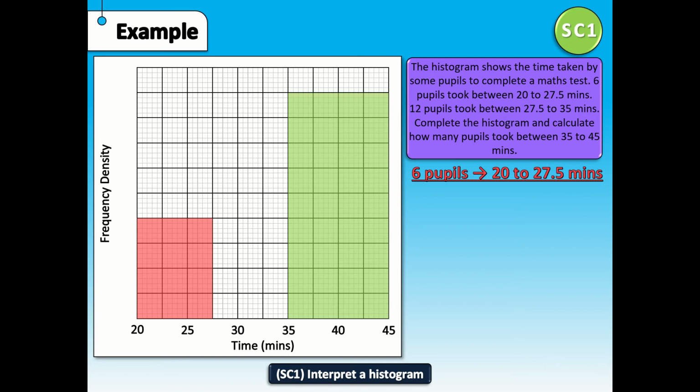Well, the first thing we need to do is work out the frequency density. Now we know that 6 pupils took between 20 to 27.5 minutes. So the red section represents 6 pupils. So we need to work out the height of the red section. So if we divide that by the width, which is 7.5, that means the height must be 0.8. So now we can fill out the rest of the scale.